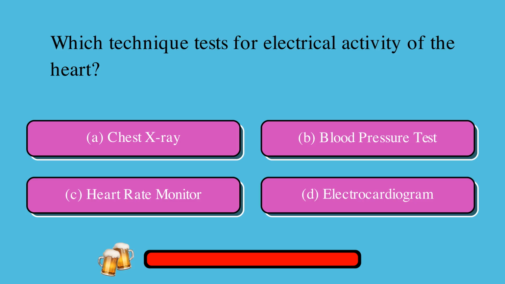Which technique tests for electrical activity of the heart? A. Chest X-ray, or B. Blood pressure test, or C. Heart rate monitor, or D. Electrocardiogram? The correct answer is D. Electrocardiogram.